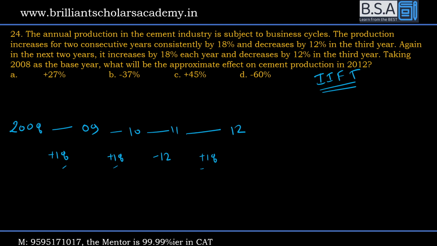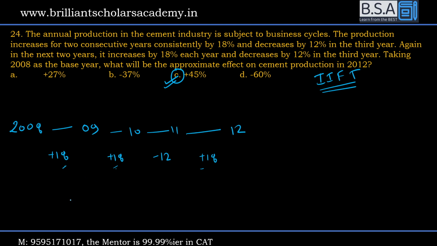Now, you want to solve it with exact calculations, that is perfectly fine. We can do that. Let us do that. The question is from 2008. You are going to reach 2012. You have to increase 18% twice back to back. And after that, you have to decrease 12% for the third year. This must happen from 2008 to 2012. How many changes are there? 4 changes are there. Let me prove this to you manually.